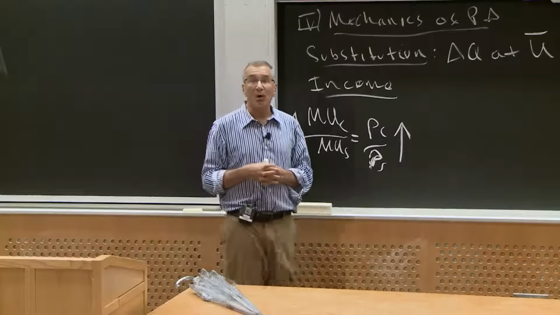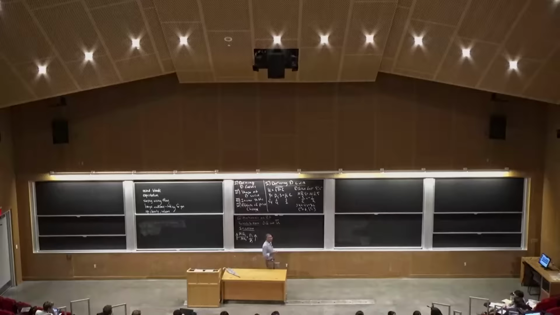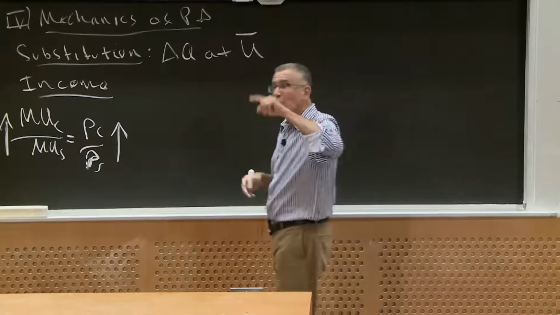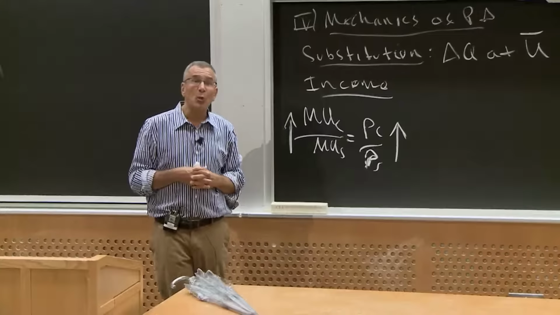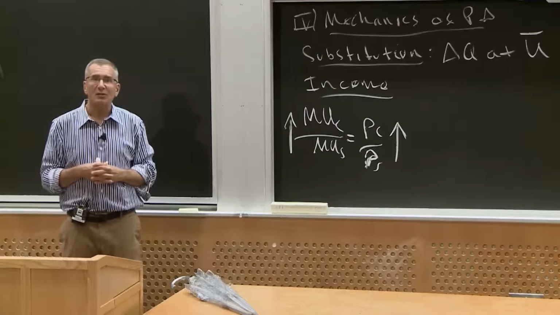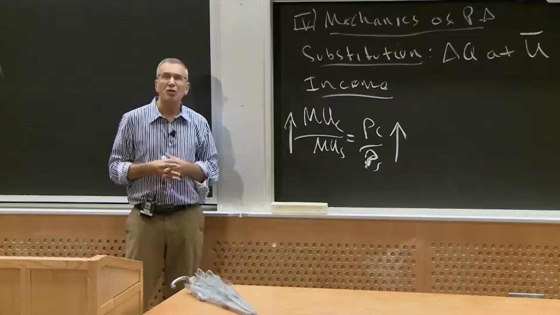Well, how do you make the numerator higher? How do you make the marginal utility of cookies bigger? Remember, marginal utilities are negative functions of quantity. The fewer cookies you have, the more each cookie's worth. If you have fewer cookies, that means you have to have more slices. If you have more slices, what does that do to the marginal utility of slices?